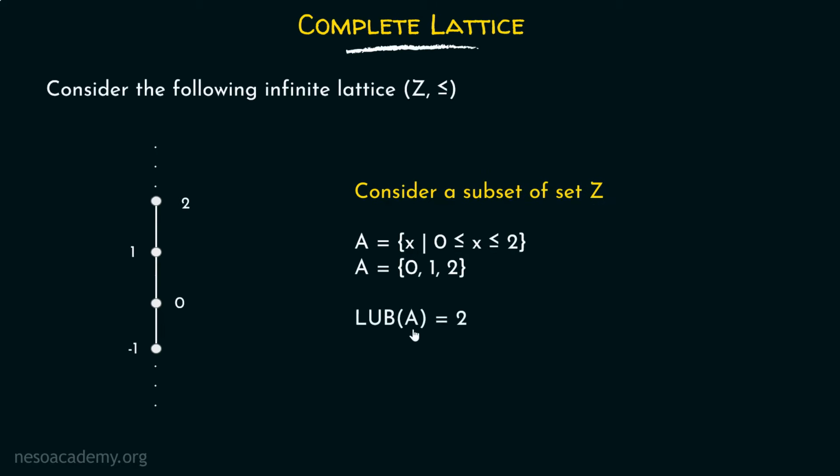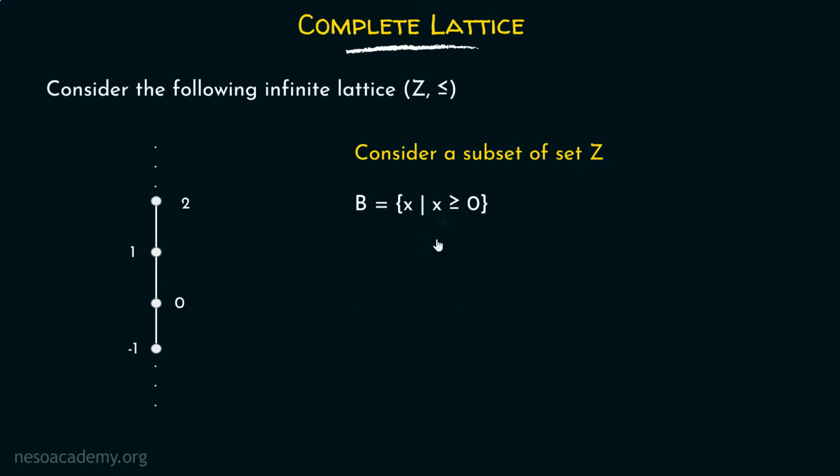Now the least upper bound of this particular set is obviously 2. You can see that these are the three elements I am talking about, 0, 1 and 2. The least upper bound of 0, 1 and 2 is obviously 2. If we trace the path up from all these 3 points, they first meet at this point, right? Therefore, 2 is the least upper bound of set A. And what about the greatest lower bound of set A? The greatest lower bound of set A is 0. Obviously, 0 is the greatest lower bound of this particular set. It seems like this infinite lattice is a complete lattice.